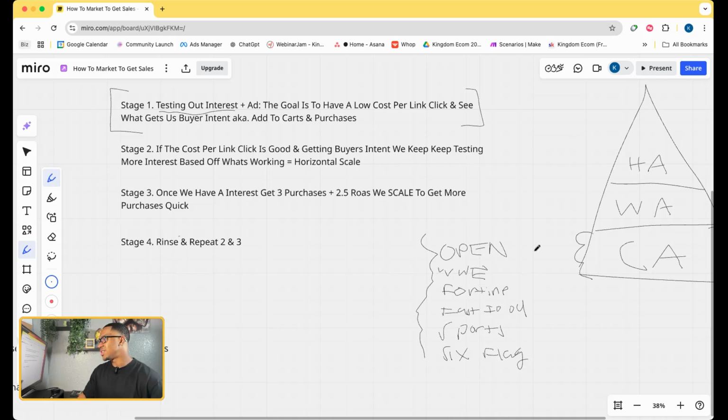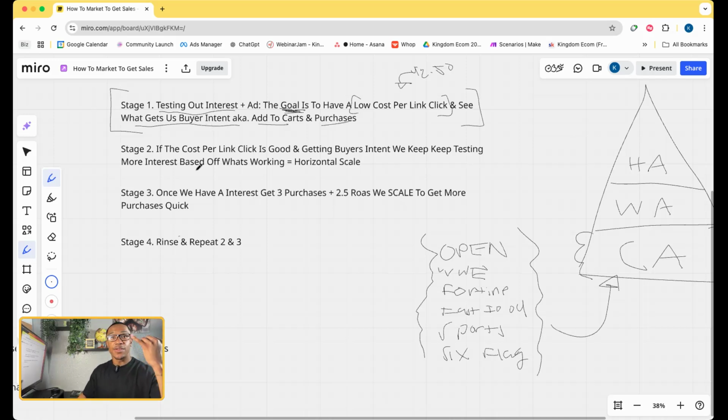We're just testing interests to see what works and what doesn't, because our main thing is gathering data. Our goal, whenever we're running our first ad to our website, is a low cost per link click, which means getting people to our website for a cheap rate, like $2.50 or less. We're trying to get people to click that Shop Now button on our ad, which I'll show you, and to see if we can get any buyer's intent, AKA add to carts and purchases. So that's stage 1. We're trying to see what interests work.